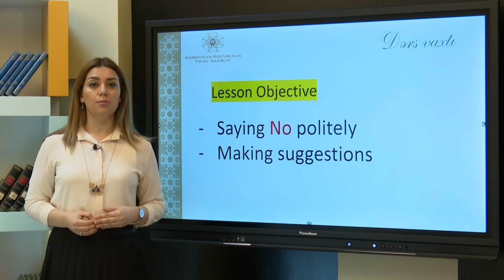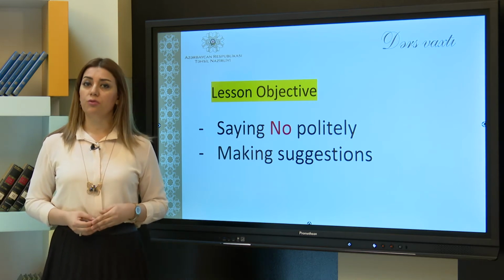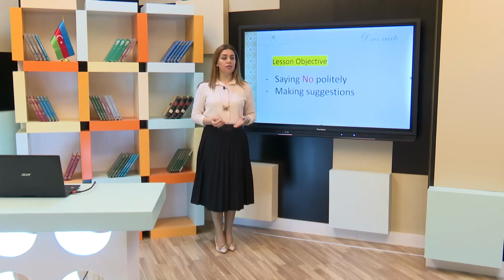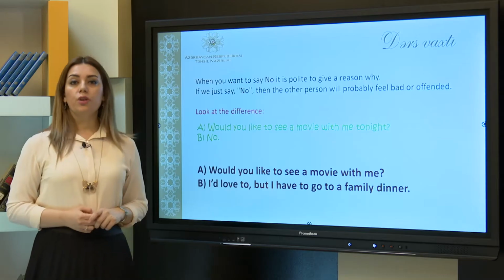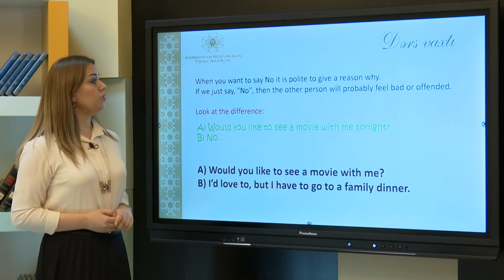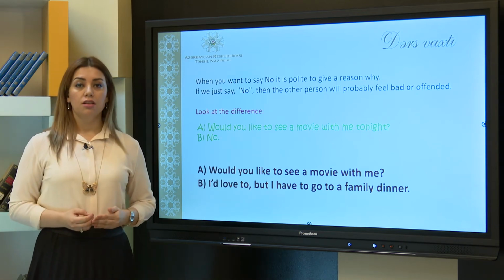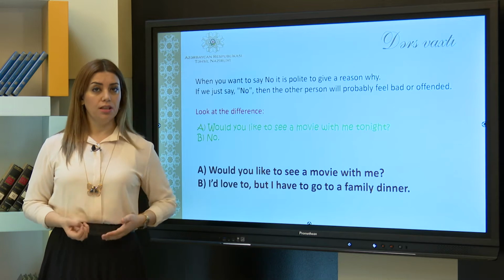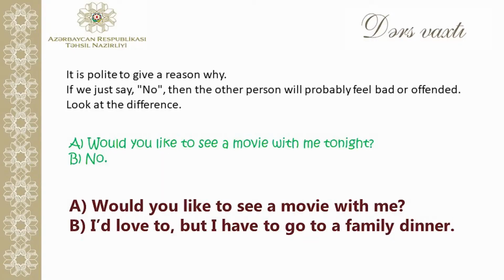You know, sometimes people ask something and we want to say no, but we are scared to sound rude, or we don't want to say no. But let's see how actually we can say no. When you want to say no, it is polite to give a reason why. Giving a reason means to explain why we say no. If we just say no, then the other person will probably feel bad or offended.